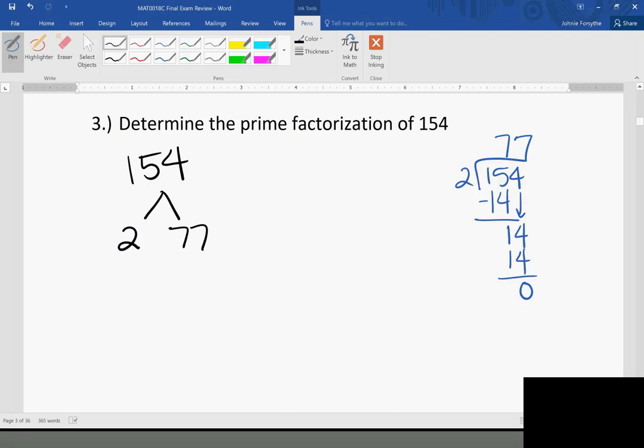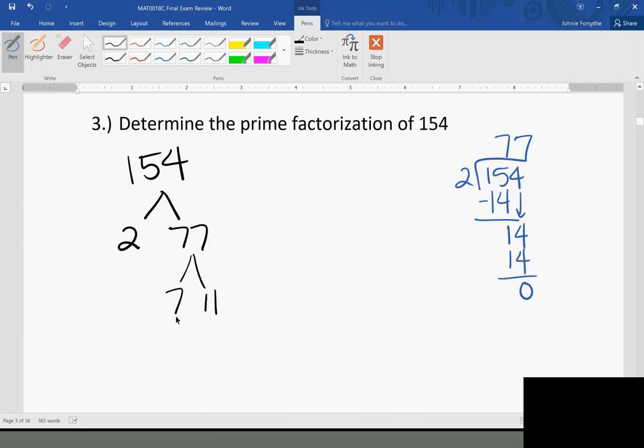Well, 2 is a prime number. 2 cannot be divided by any number other than 2 and the number 1. But 77 has more factors other than 77 and 1. Since it's 77, I know that 11 is a factor of 77 because 7 times 11 will give me 77.